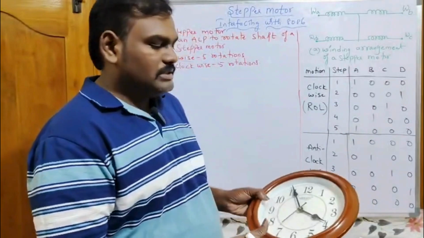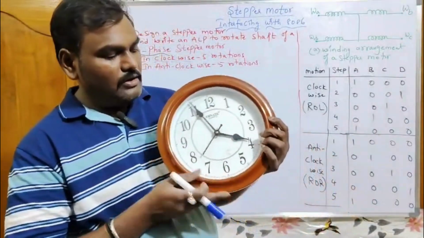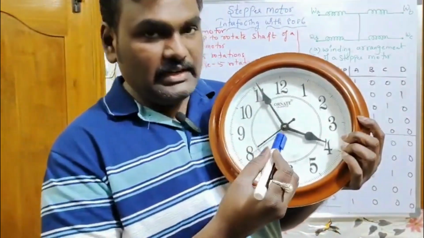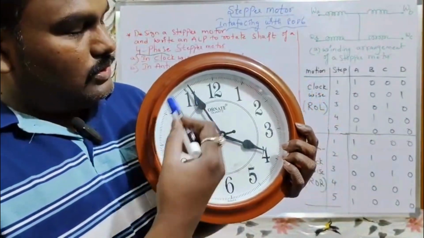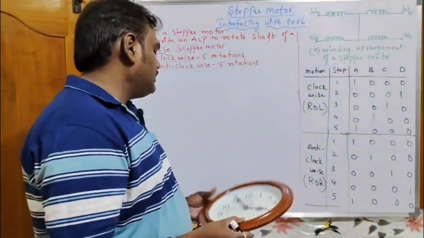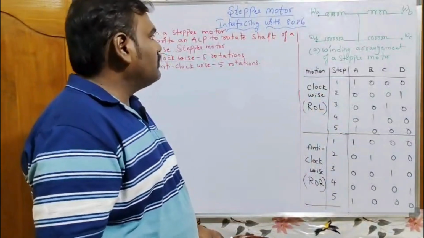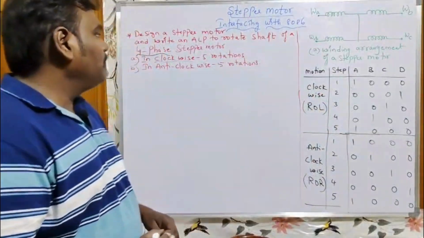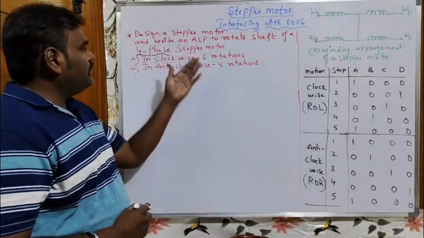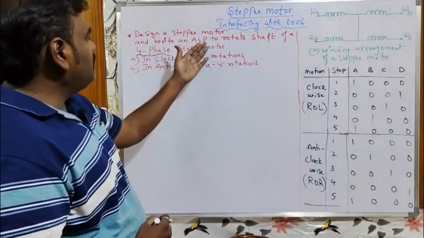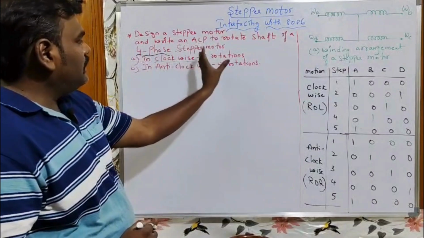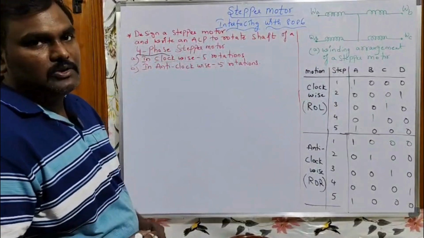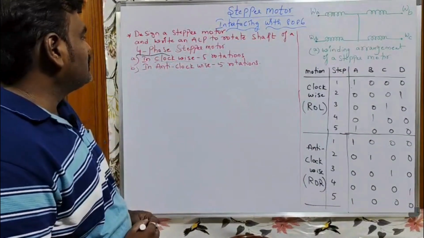For example, if you observe this wall clock, the seconds hand is moving in a step by step, discrete manner. So if the motor rotates step by step, that is the operation of the stepper motor. In this video, we are going to cover the assembly language program for a 4-phase stepper motor, for clockwise 5 rotations and anti-clockwise 5 rotations. We need to write the assembly language program.